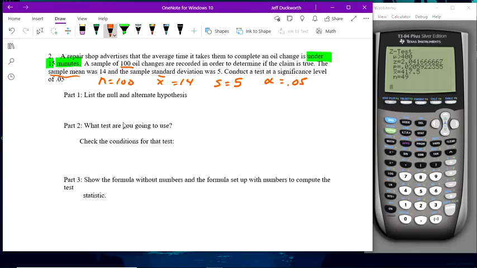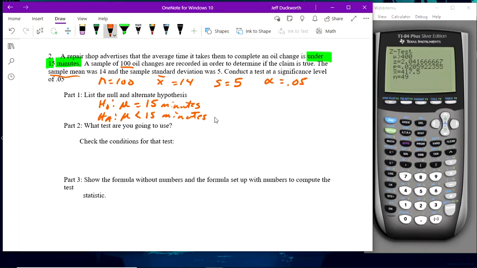So list the null and alternative. Again, H0. We're going to deal with the mean. The mean equals, well, 15 was our default time, so let's go with 15 minutes. You can write minutes. And our alternative is under, which is less than. So mu is less than 15 minutes.